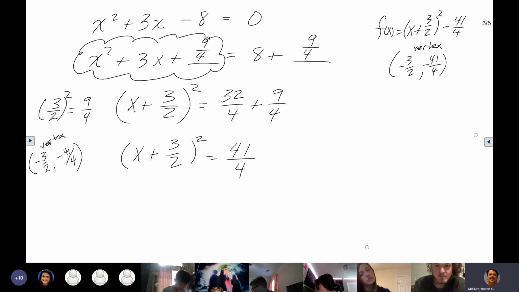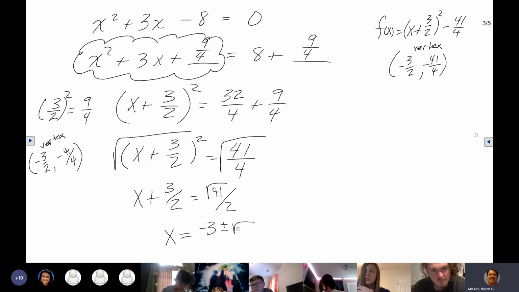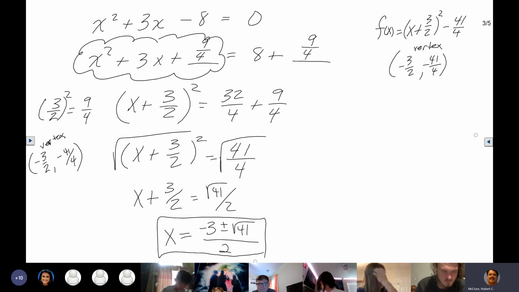Now I'm going to solve it. x plus 3/2 is equal to the square root of 41 over 2. And x is equal to -3 plus or minus the square root of 41 over 2. And that is the exact way, but since I got to sketch a graph, I want to know what the numbers are.